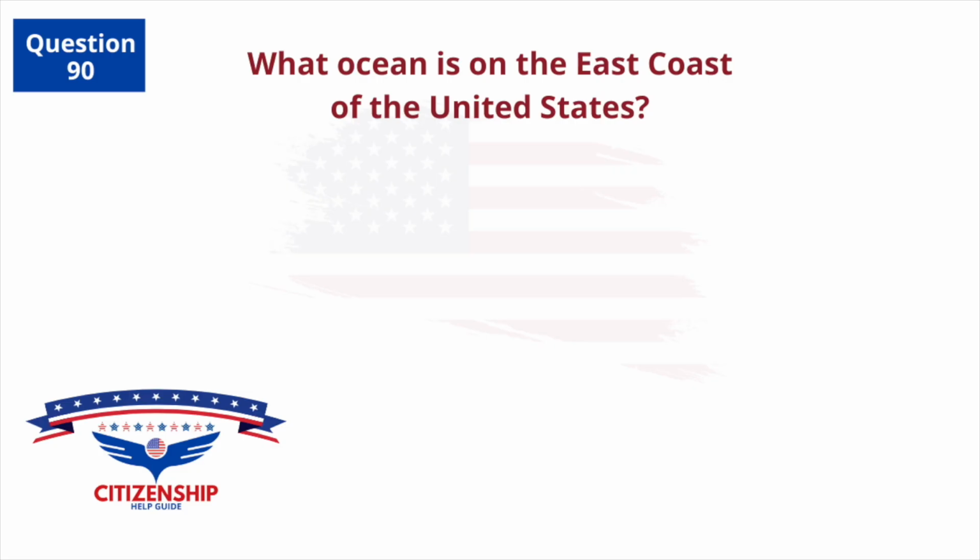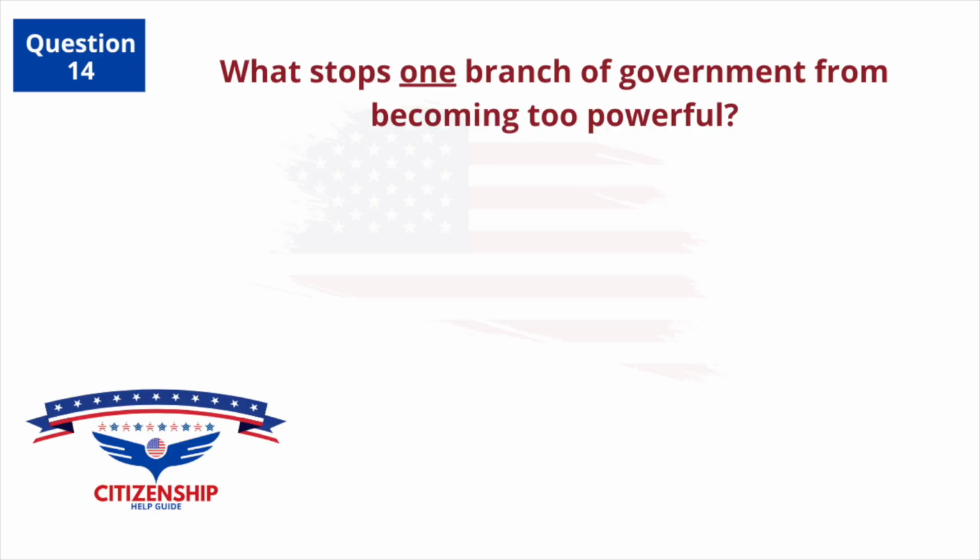What ocean is on the east coast of the United States? Atlantic Ocean. What stops one branch of government from becoming too powerful? Checks and balances.